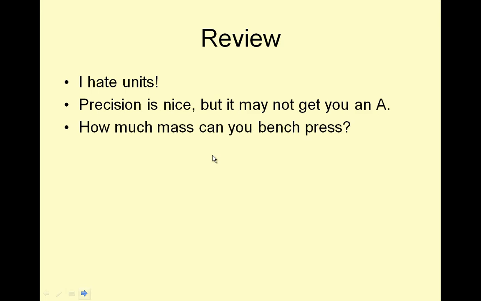Review. Ding, ding, ding. I hate units, so I cancel them. Precision is nice, but it may not get you an A. You can consistently be precise and keep getting D pluses and D pluses and D pluses, but it doesn't get you an A. How much mass can you bench press?